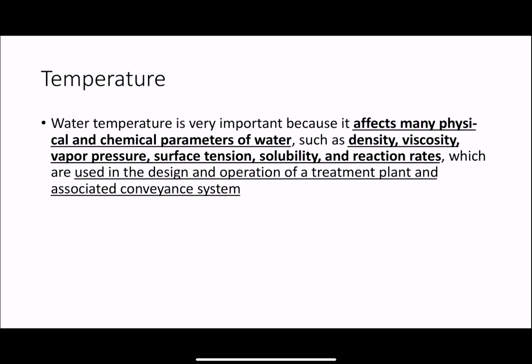Temperature. Water temperature is very important because it affects many physical and chemical parameters of water, such as density of the water, viscosity, vapor pressure, surface tension, solubility and reaction rate. And of course, all of these can be used to design and operate a treatment plant and the pipeline system.